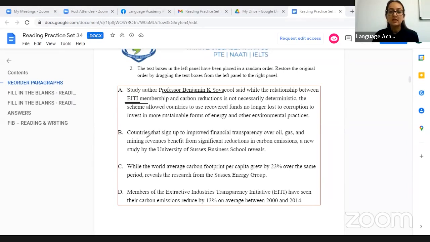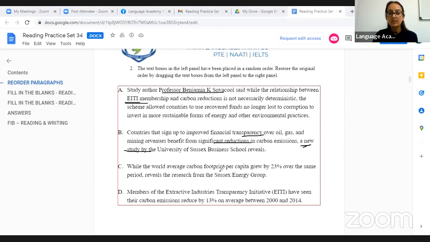The B sentence says, countries that sign up to improve financial transparency over oil, gas, and mining revenues benefit from significant reductions in carbon emissions, a new study by the University of Sussex Business School reveals. So a new study. This is the introduction of the study, and in this sentence we have not named any one particular country. We are talking about countries in general, meaning countries all over the world. Generally, every country is included in this definition. That countries which sign up for improved transparency, they benefit from carbon reductions.